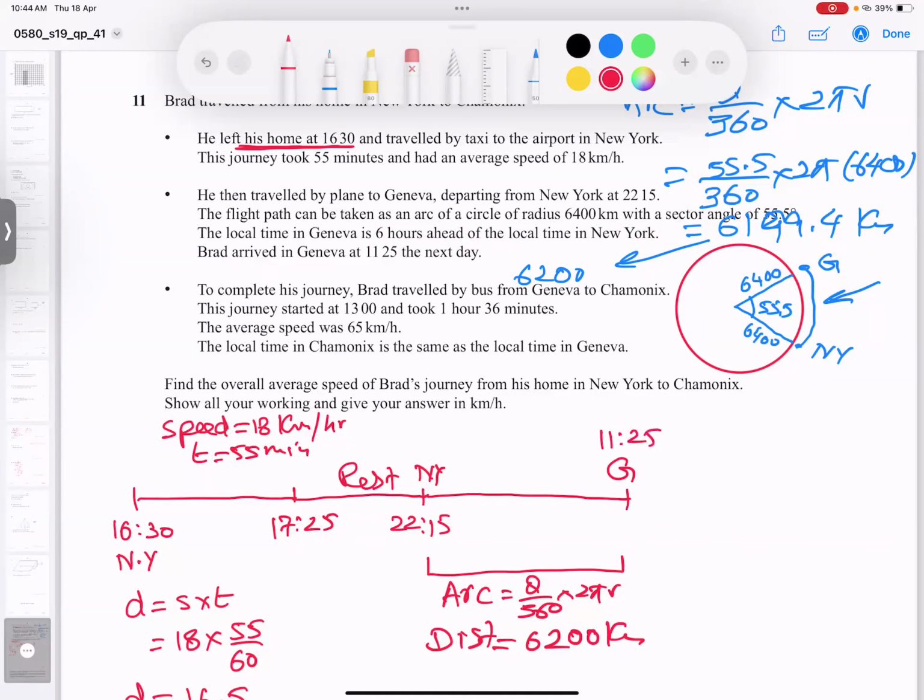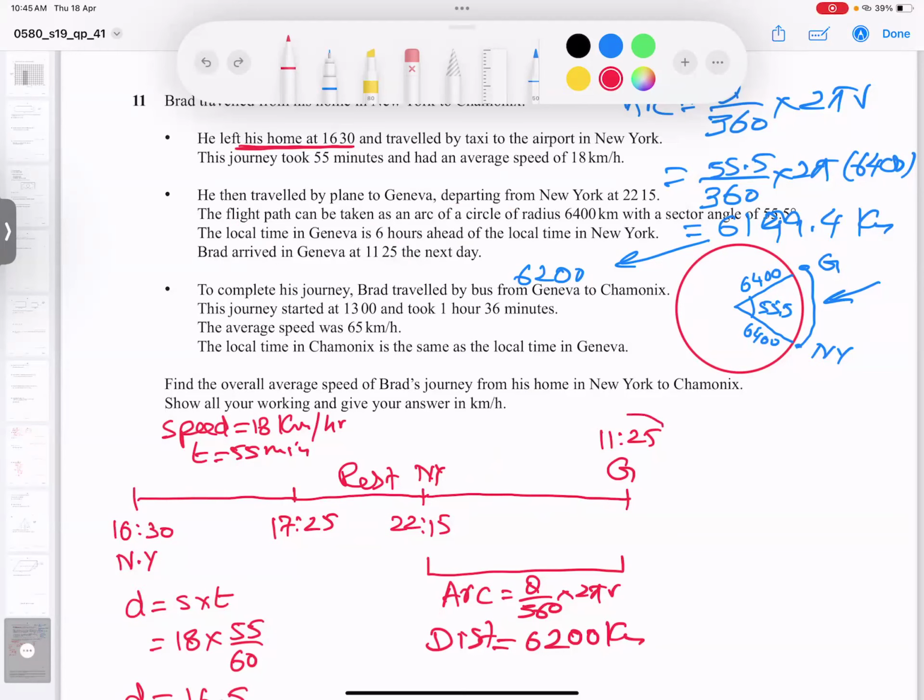I think that's clear. Okay, and this. Hold on. Wait a minute. Traveling time, how much? Let me check. Yeah, here. I think I erase it, and then I show you. Wait a minute, no, it's degrees. Departing from New York 22:15. Okay, and local time is 6 hours ahead. Okay, and arrived 11:25 there.